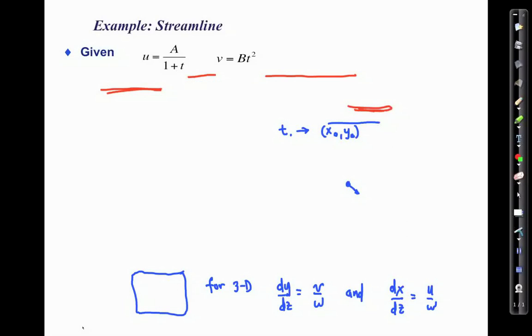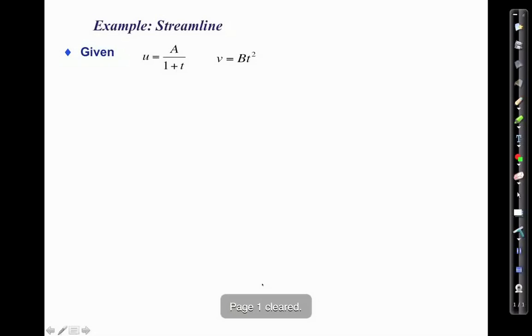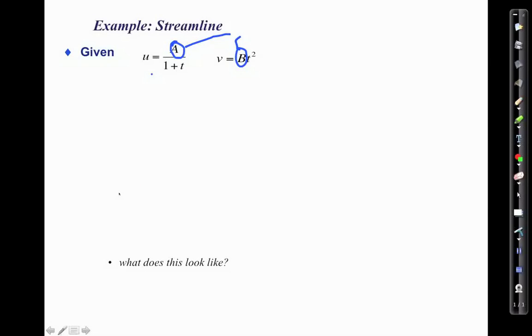Okay. So let's have a sample flow here where u is given by a divided by 1 plus t, and the vertical velocity component is given by b times t squared. So these two quantities here, a and b, are constants.